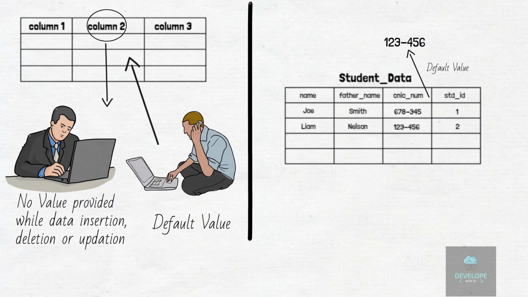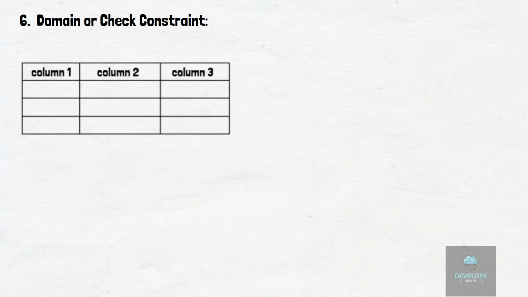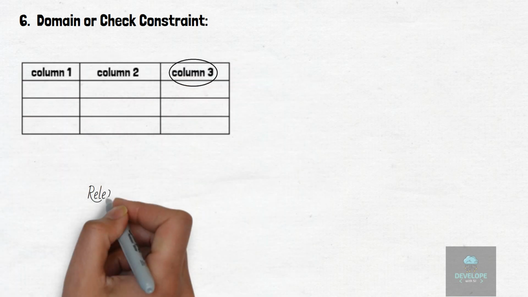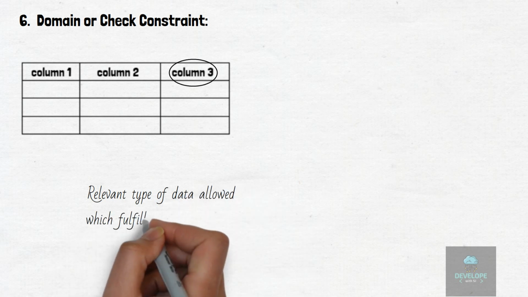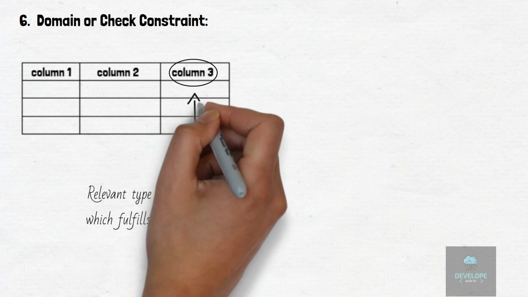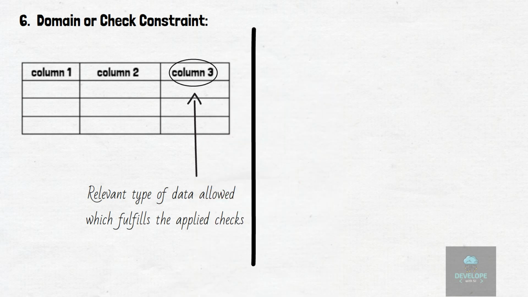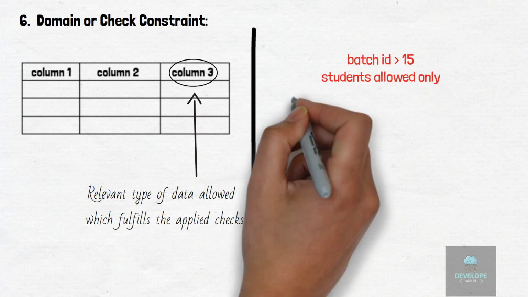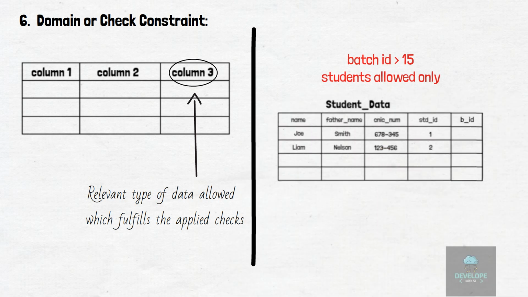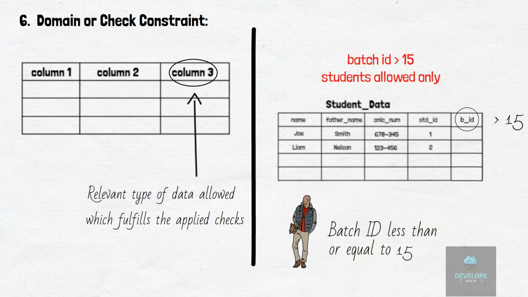Now, moving on to our sixth and last type of constraint, which is domain or check constraint. This type of constraint, when applied on a column in a table, ensures that only relevant data, which fulfills the applied checks, can be entered in a column. For example, if we wish that only data for students having batch ID greater than 15 can be entered in the student_data table, then we need to apply a check constraint of b_id greater than 15, and the record of any student having batch ID less than or equal to 15 shall not be inserted.